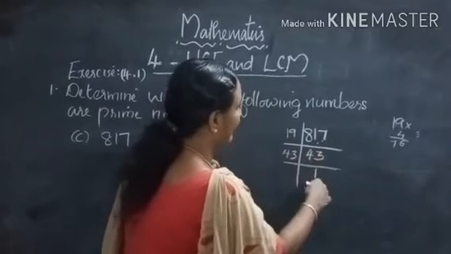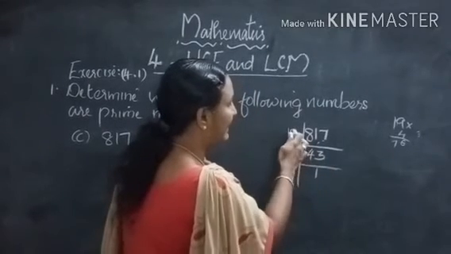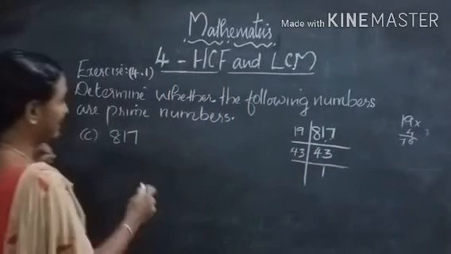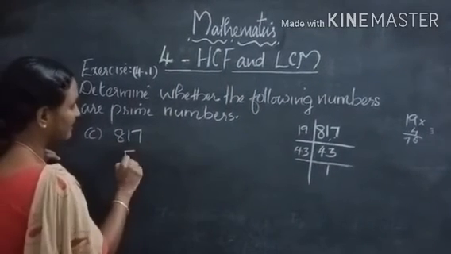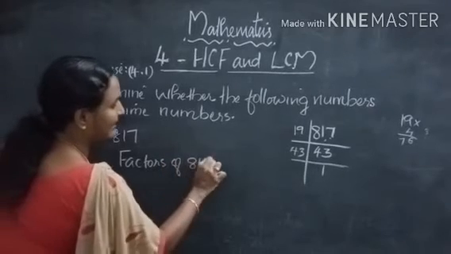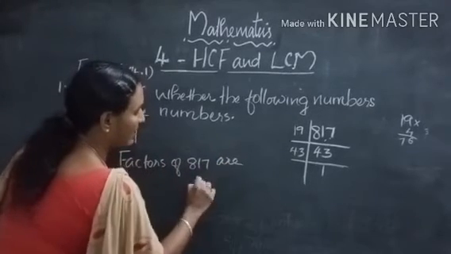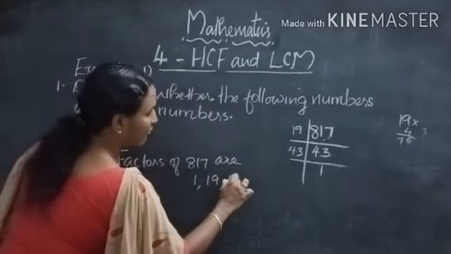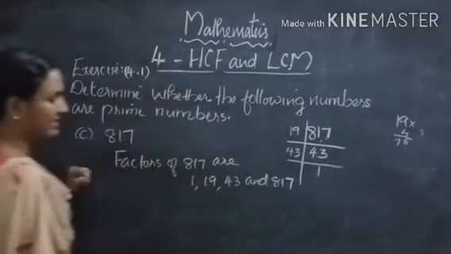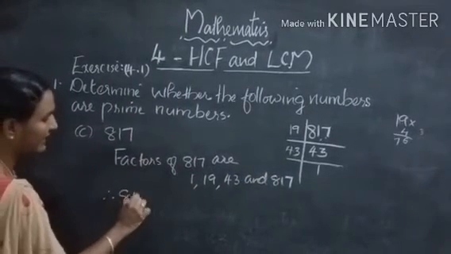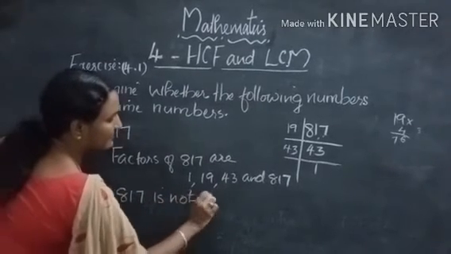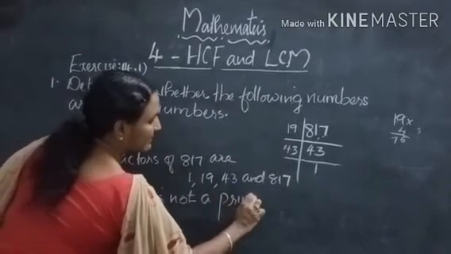So the factors of 817 are 1, 19, 43 and 817. Therefore, 817 is not a prime number.